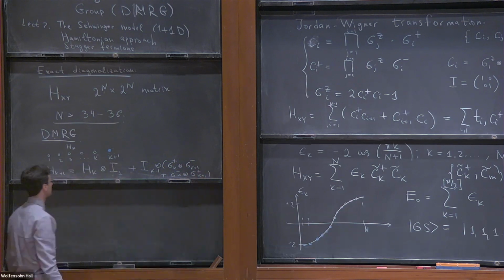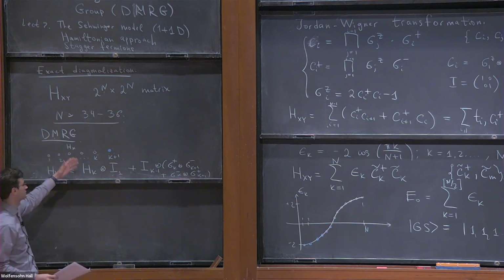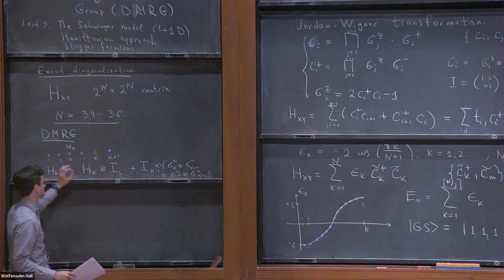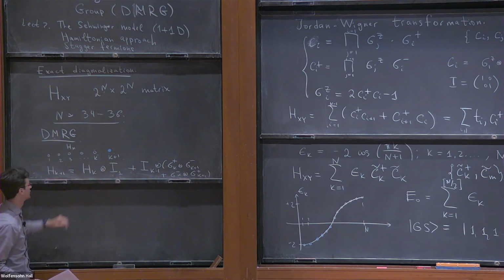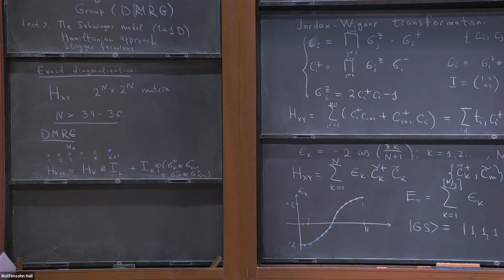So there's a simple rule to build the XY chain, and you can also derive this type of rule for other models, where if you have the Hamiltonian for k sites, you can build the Hamiltonian for k plus 1. And all right.